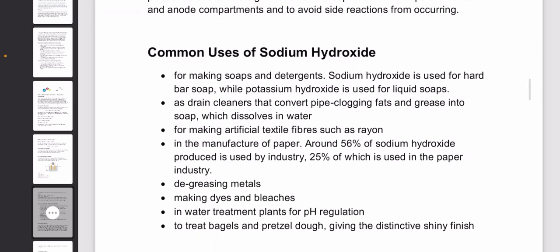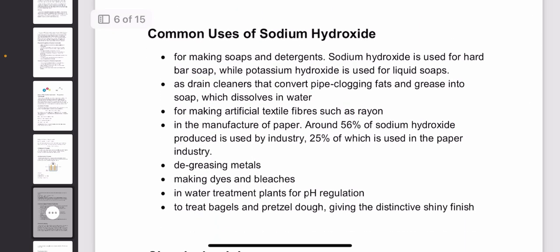Common uses of sodium hydroxide. So what are the common uses of sodium hydroxide? Sodium hydroxide is used in our everyday applications such as for making soap and detergents. Every day you use soap and you use detergent to wash your clothes, and sodium hydroxide is used to make these things.